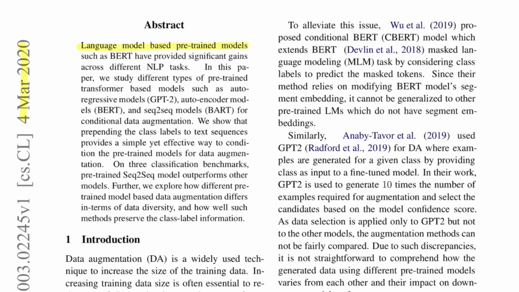Language model-based pre-trained models such as BERT have provided significant gains across different NLP tasks. In this paper, we study different types of pre-trained transformer-based models such as auto-regressive, which is GPT2, auto-encoder-based, which is BERT, and sequence-to-sequence, which is BART. Let me give a quick refresher to all of these three models, and then we can move forward. So let's start with GPT-2.